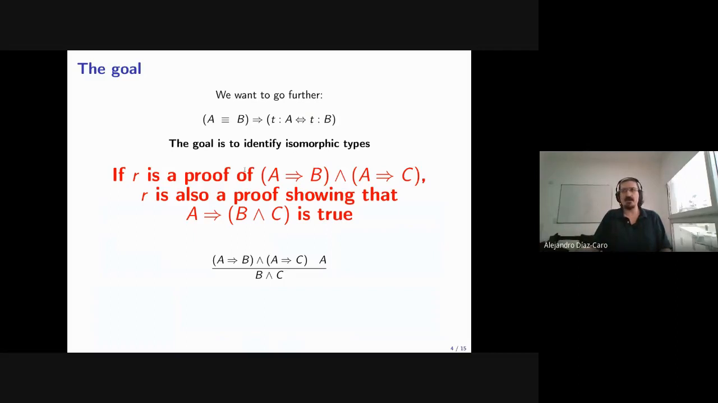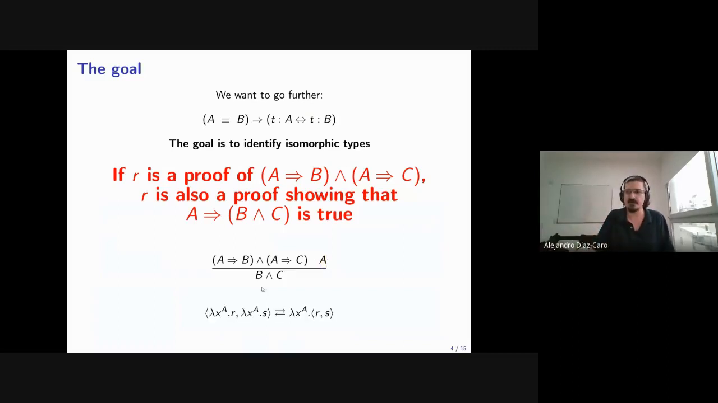So what I say, if you have, for example, a proof of A implies B and A implies B, well, you know that also you have a proof of A implies B and C, okay? Because you have a proof of A implies B and A implies C. And so the idea is that if you have A implies B and A implies C, and somebody gives you a proof of A, then you can deduce a proof of B and C without having to transform anything, okay? That is the goal of this.